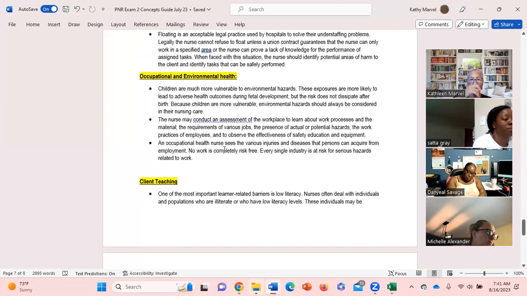Then occupational health. Kids are the most vulnerable to environmental hazards. Think about the question you had. Well, for some of you that haven't had it, one of your quiz questions is, who's the most vulnerable? Kids. Why? They're so close to the ground. Right? They pick up everything. They put everything in their mouth. Think about the lead-based paint on windowsills. They eat paint chips, right? But kids are much more vulnerable to environmental hazards. Okay?